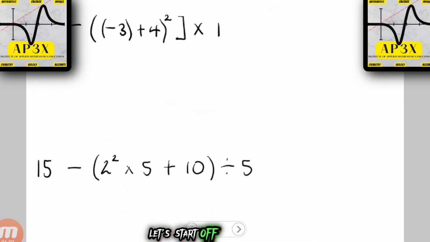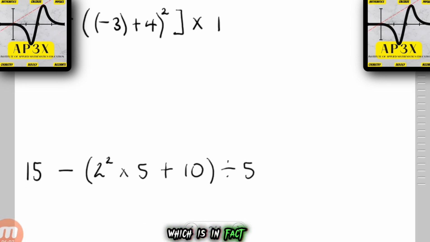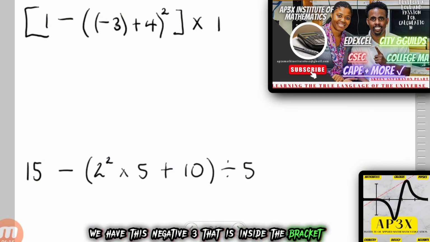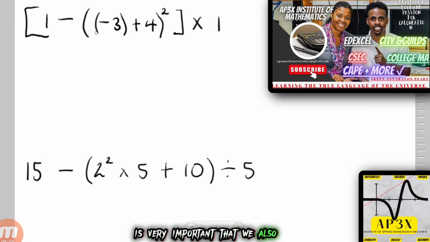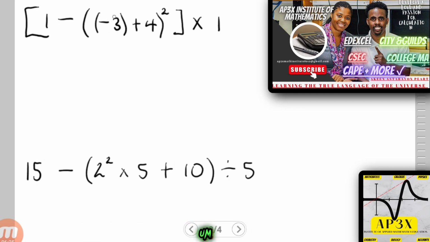So let's start off with this very simple problem that we have here, which is in fact a square bracket, 1, take away, open bracket. We have this -3 that is inside a bracket. It's very important that we also isolate a negative number away from a positive number, because sometimes sign clashes can take place during the problem. Plus 4 curve bracket, square bracket times 1.